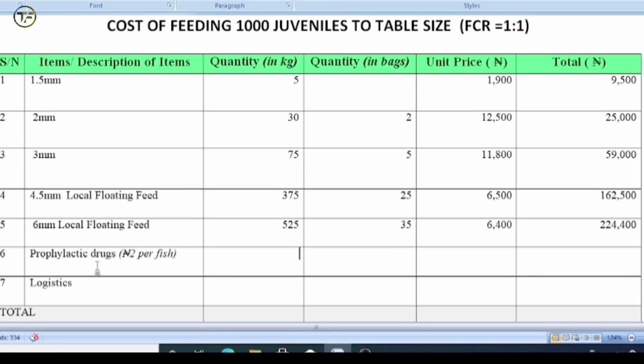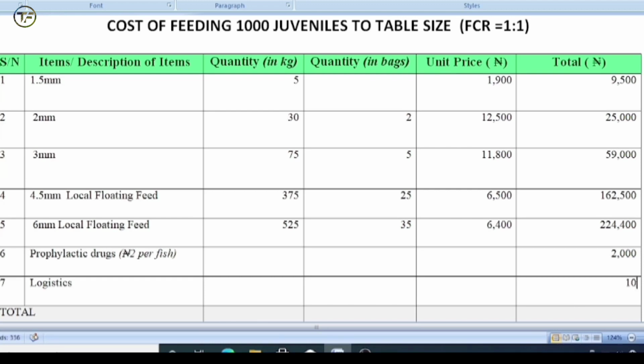Now we're moving on to the drugs, that is the medication. It's always best to avoid this, but it's good to have a cost attached to medication in case there's any issue at all. So I'm putting it at 2 naira per fish, and remember we want to stock 1,000 juvenile. So 2 naira per fish, multiplying that by 1,000, you're going to have a total of 2,000 naira. And then I'm going to leave the logistics, give or take, at 10,000.